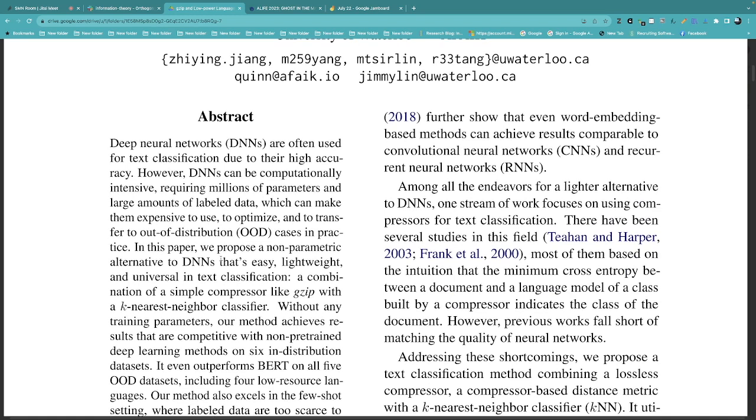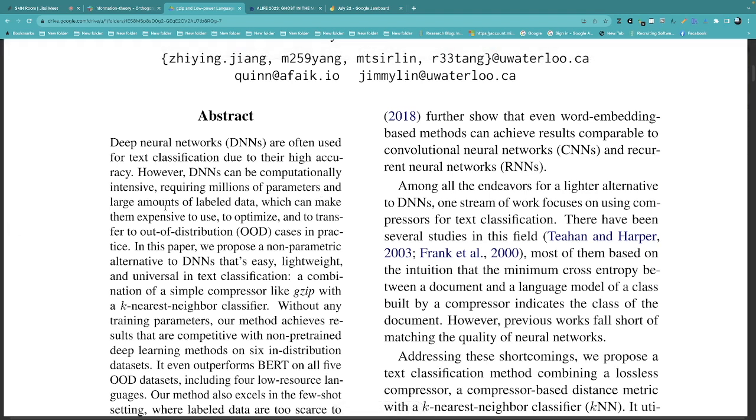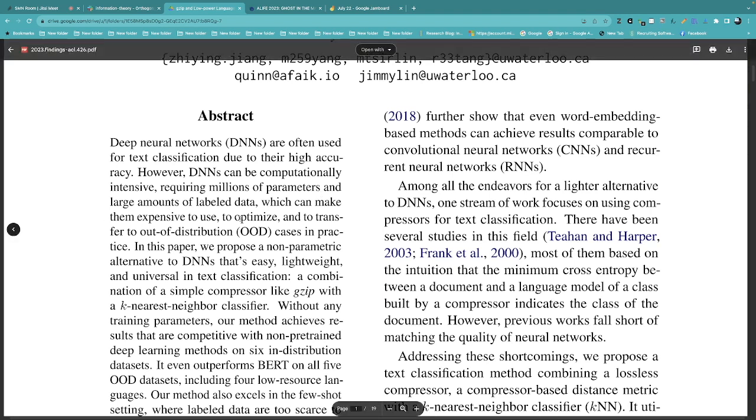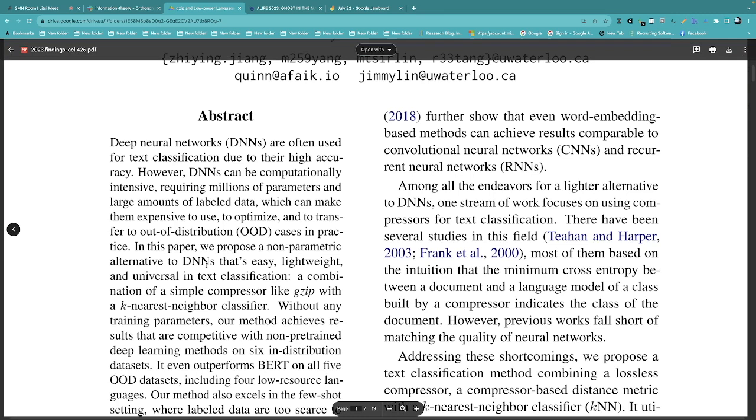They point out that DNNs can be computationally intensive, requiring millions of parameters and large amounts of labeled data, which can make them expensive to use, to optimize, and to transfer to out of distribution cases. So you can't necessarily deal with these out of distribution cases, or what we might call outliers, using DNNs. They're not robust to those, and there's a whole area dealing with that aspect. But in this paper, we propose a non-parametric alternative to DNNs that's easy, lightweight, and universal in text classification: a combination of a simple compressor like gzip with a k-nearest neighbor classifier.